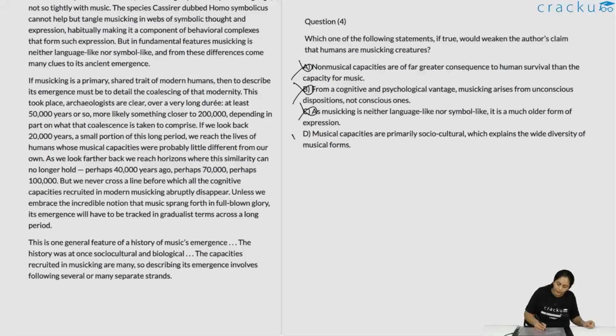So D would completely weaken his point, because then musicking is no longer universal, it is no longer something that emerged with the start of modern humanity, it is not a marker of modern humanity at all. So D basically weakens his point the most, so D would be the right answer.